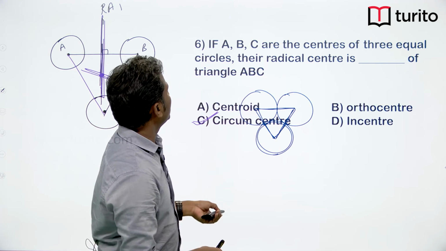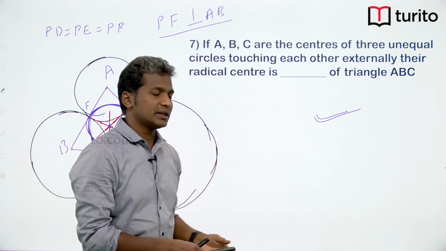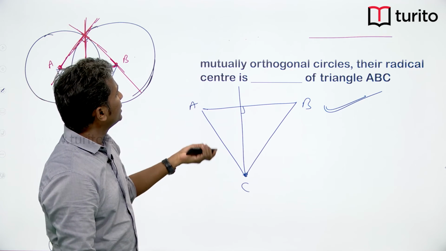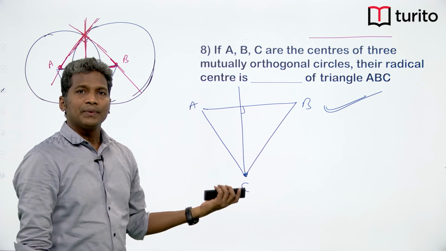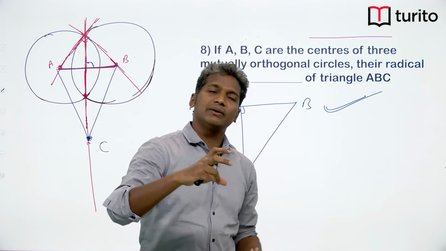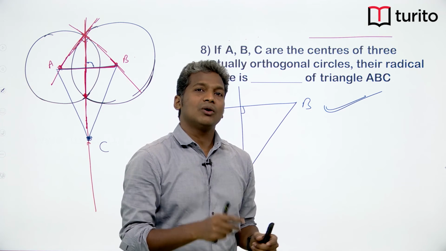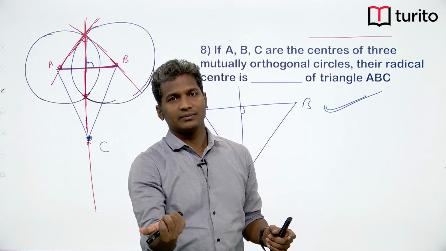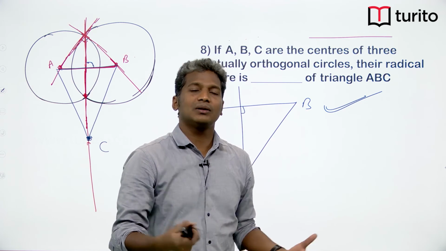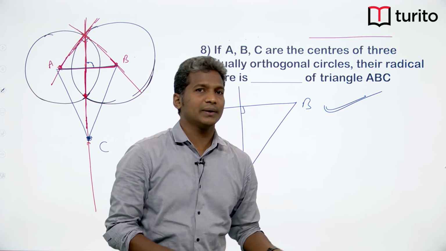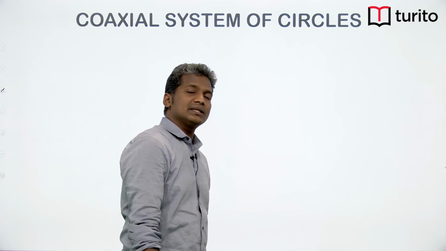But if they are touching externally, it is the incenter. If they are orthogonal to each other, it is the orthocenter. Okay, so I hope this is clear. Now, if all three circles are equal and they are intersecting orthogonally, then the orthocenter becomes the circumcenter becomes the incenter. Or the other way, if they are touching, then also the orthocenter and circumcenter, all three will be the same only. Okay, so we will move on to the next concept, which is the coaxial system of circles.